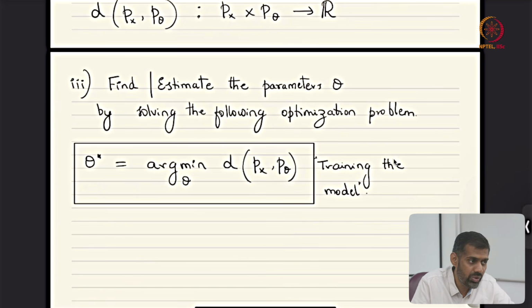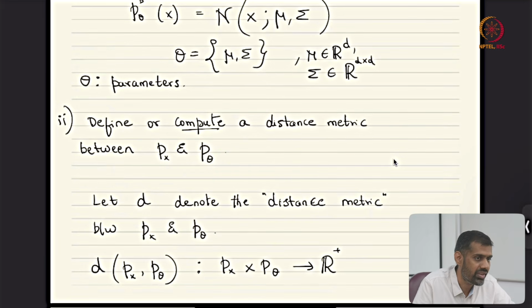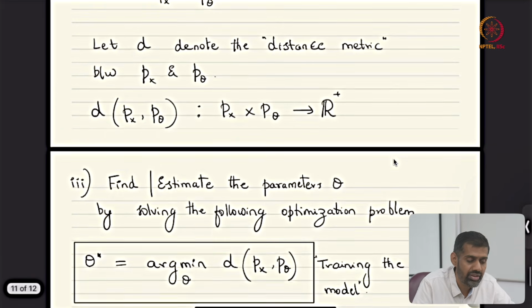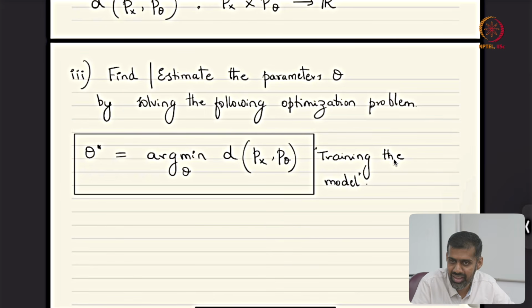So what we will be doing in this course is asking questions like, what model, what choice of P theta should we take, what choice of distance metric should we look at, and how do we solve this optimization problem. It is non-trivial because most of the distance metrics are non-convex, so you cannot use any of the well-known optimization techniques to solve this.